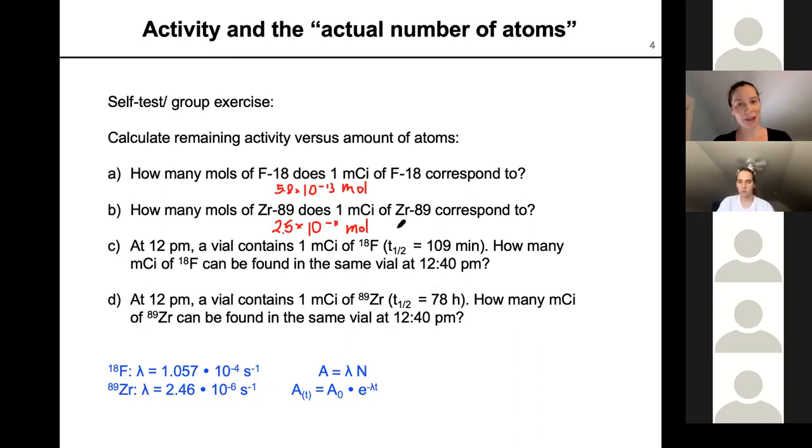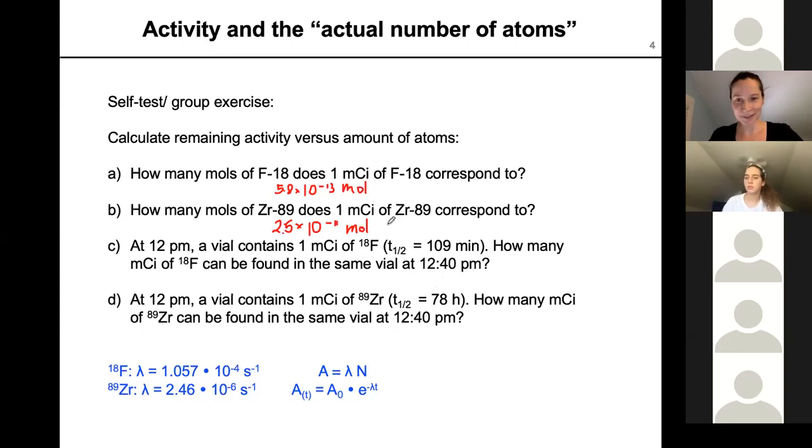What about decay? So now we can look at how rapidly the activity decays away with the different half-lives. So C and D, any answers here? For C, I got 2.871 times 10 to the 7 becquerels.